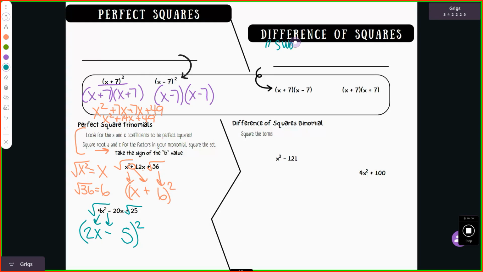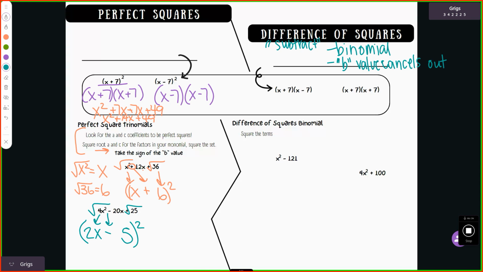Not there. Alright, difference is subtract. Alright, so difference of squares is still, well, it's a binomial. And it's a binomial because when I solve it out, in difference of squares, your b value cancels out. Alright, so in difference of squares, it is only using subtraction.